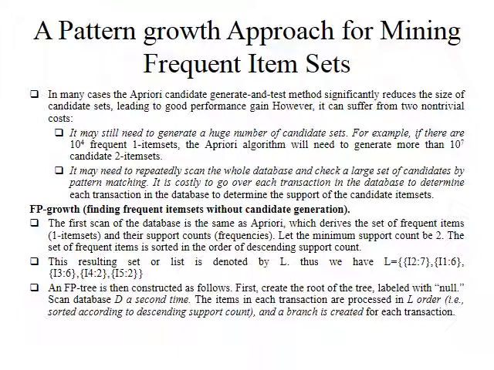An FP tree is then constructed as follows. First, create the root of the tree labeled with null. Scan database D a second time. The items in each transaction are processed in L order, sorted according to descending support count, and a branch is created for each transaction. If you want to build an FP tree, you first need to construct a root node, which is labeled as null.